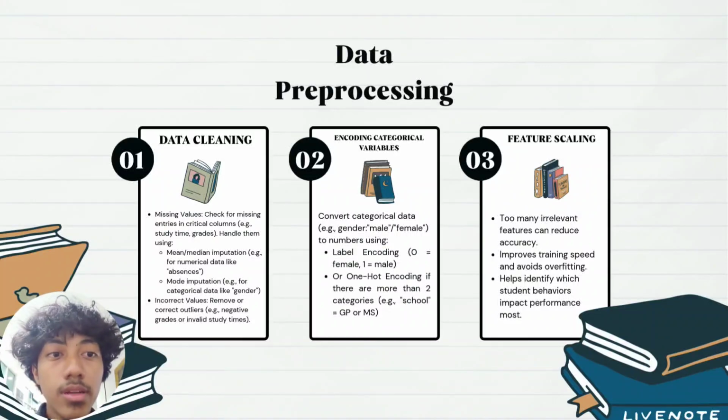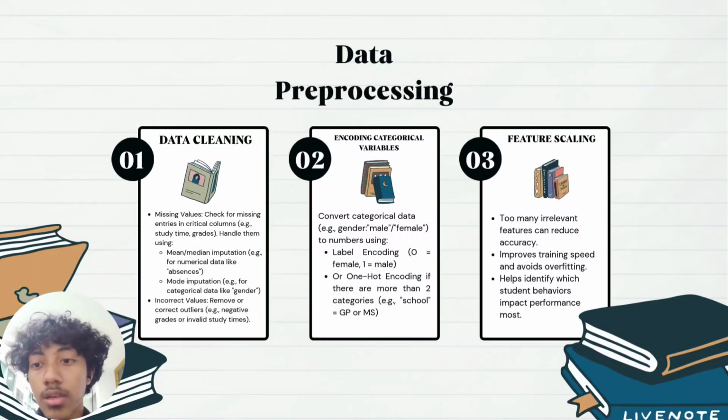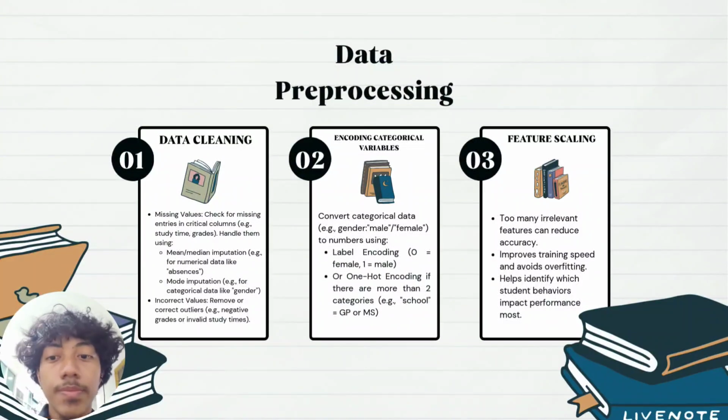And finally, feature scaling helps to improve the model learning process. If we have too many unnecessary features, it can reduce accuracy or make the model too complex. So we focus only on the features that truly affect performance, like study time or attendance, and we remove those that don't matter, such as how long students take to get to school. All of this ensures our data is clean, consistent, and ready for accurate prediction.